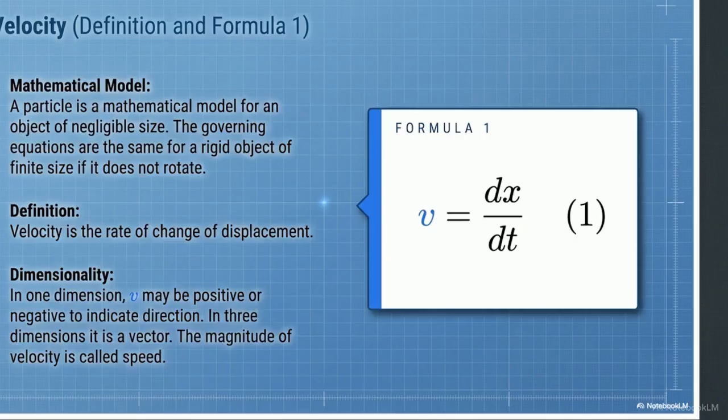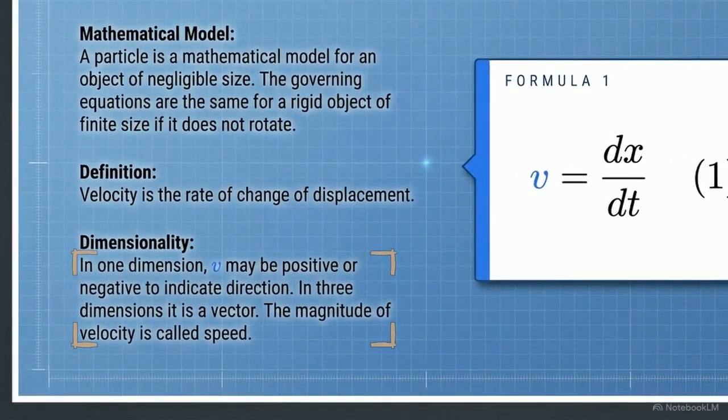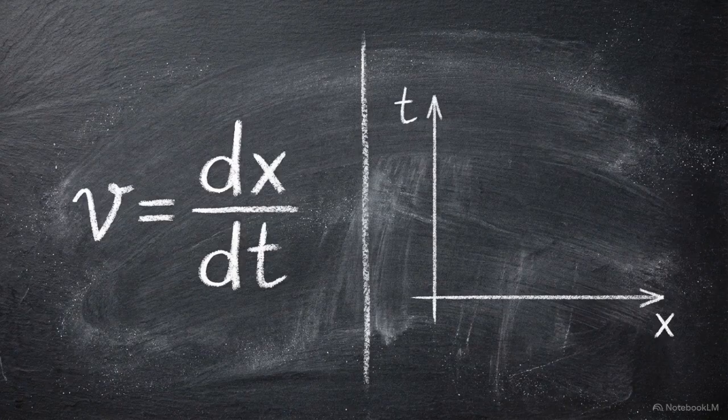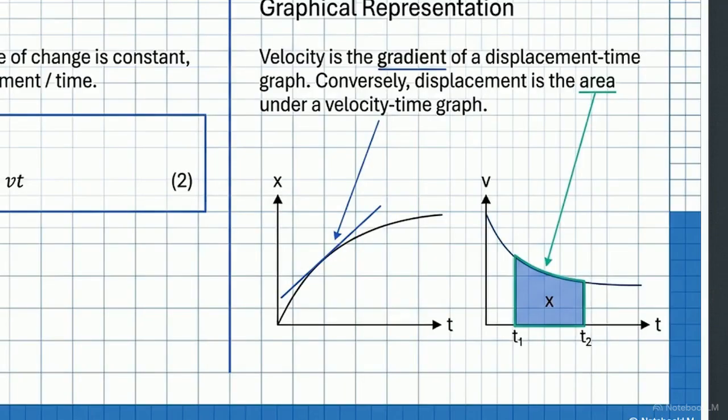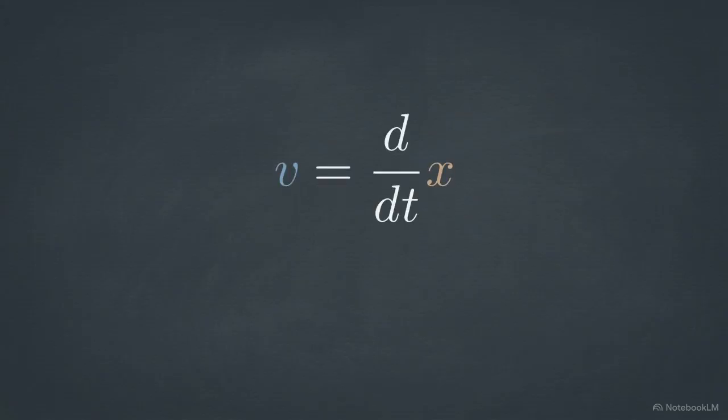This slide defines velocity as the rate of change of displacement over time. In calculus, this is the first derivative, expressed as v equals dx over dt. Because velocity is a vector quantity, its positive or negative sign indicates the physical direction of travel. This algebraic equation has a geometric counterpart. This graph shows that the derivative, dx over dt, is the gradient of the displacement time curve.